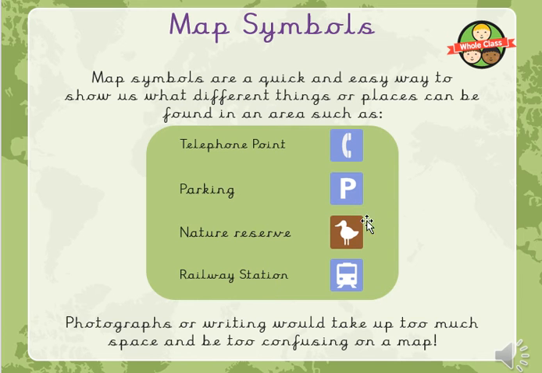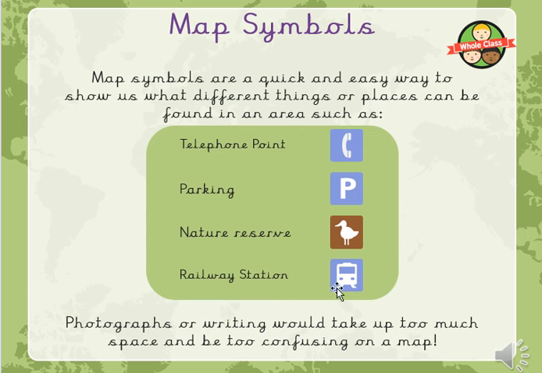Next, we've got a nature reserve, which is a brown symbol with a duck in the middle. And a nature reserve is a place that's usually natural where animals live, and there's special people that go and make sure that the animals are okay, that where they live is all okay, and that they're doing well. And you can usually go and have a walk in a nature reserve sometimes, but you've got to be very careful not to disturb the animals, okay?